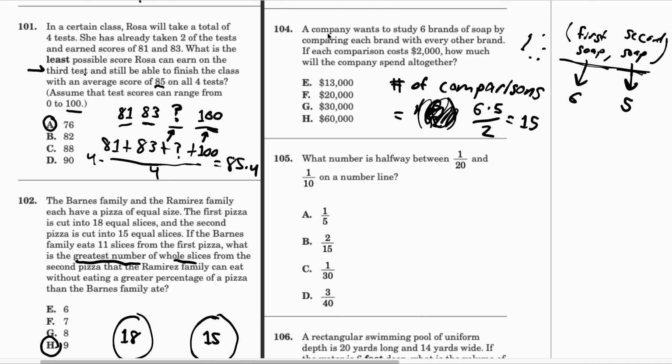So then we're being asked for the total cost, or how much the company would spend. So if there are 15 comparisons and each comparison costs $2,000, then the cost would be 15 times 2,000, and that would just be 30, and then add the 3 zeros, so that's $30,000, and that would be G.